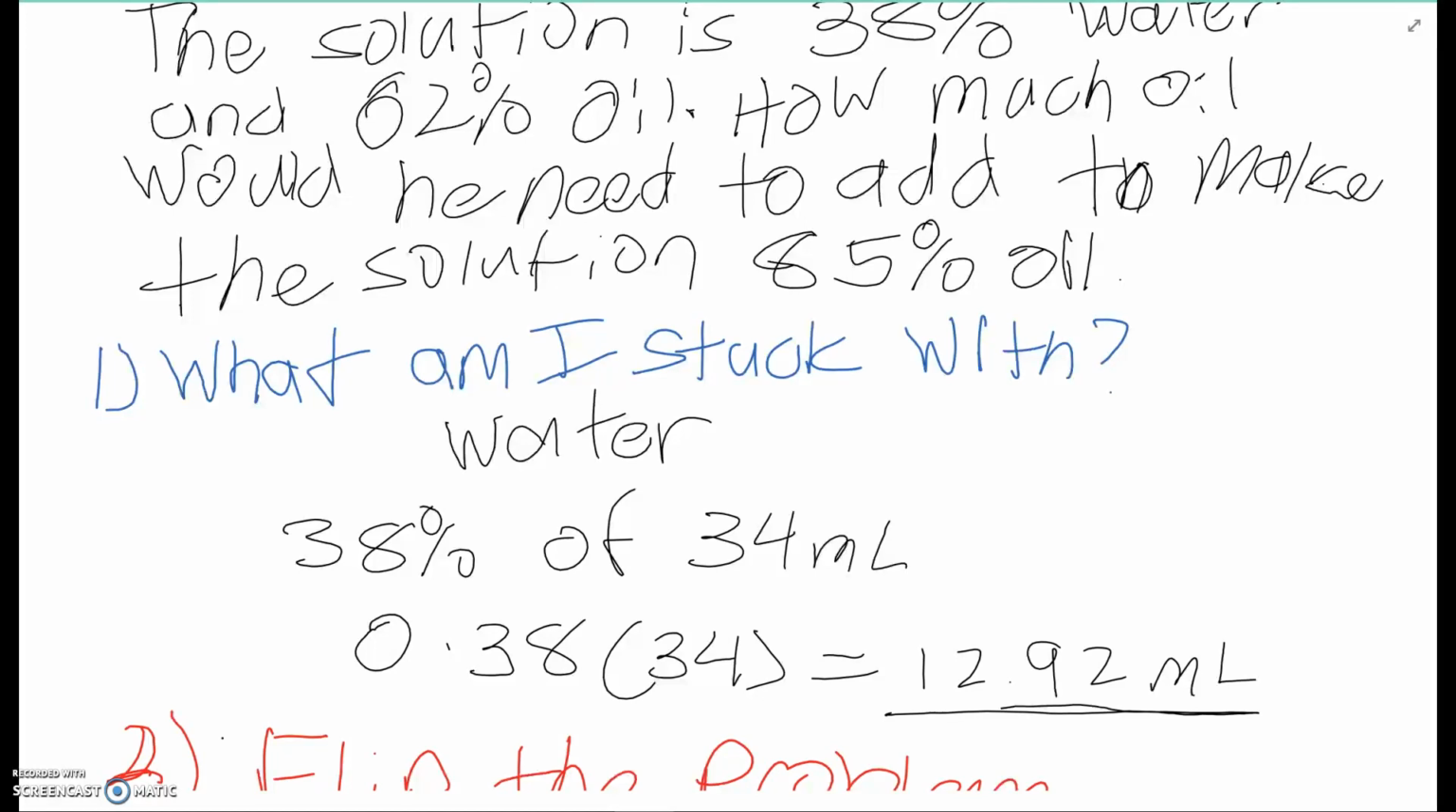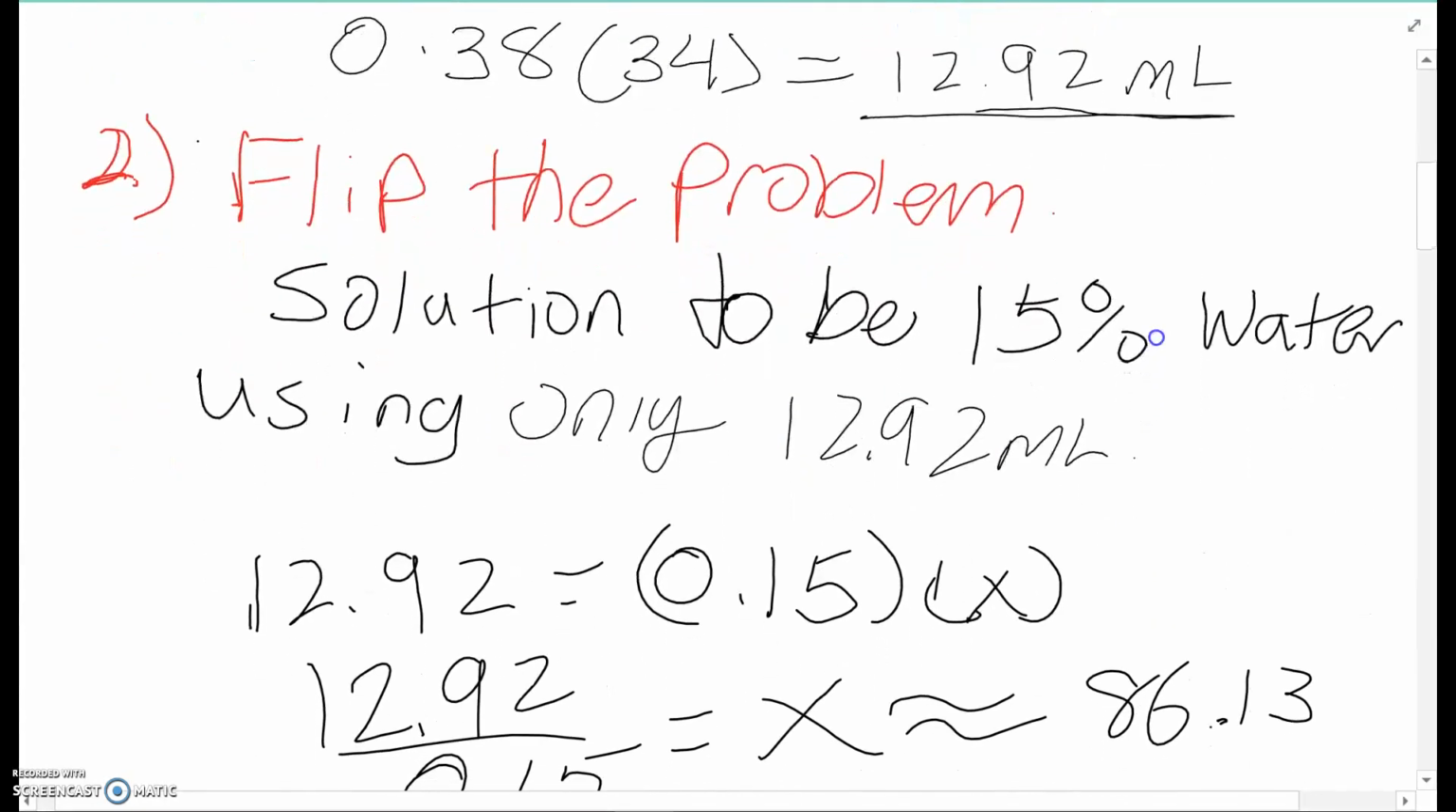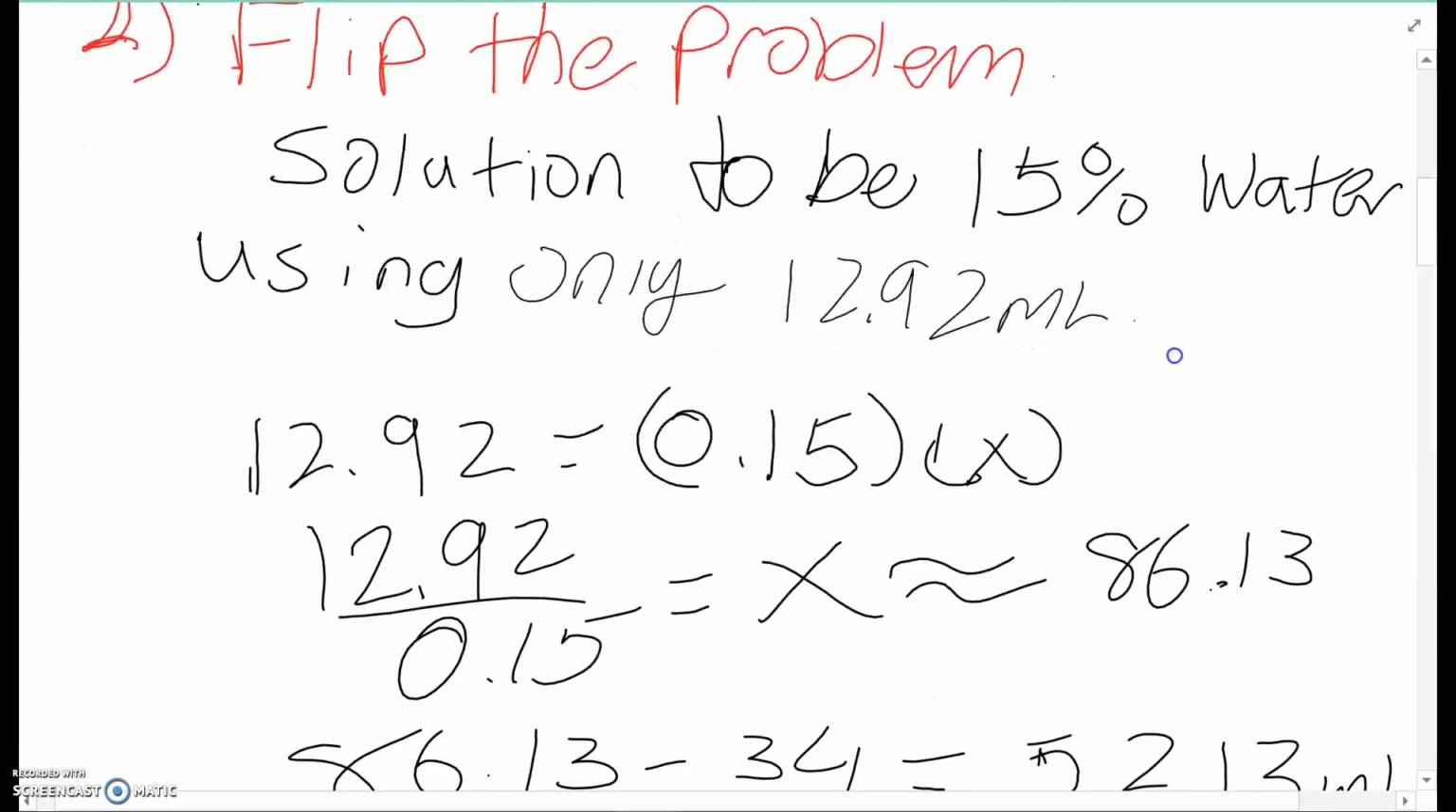If it's 85% oil, that means that it has to be 15% water. Well, I only have the 12.92 milliliters, and I'm not adding any more to that, so that's all that I have, and that needs to make up the 15% of the solution. So I can use that to figure out what the total amount of solution is going to be. And it turns out that 12.92 is 15% of 86.13 milliliters.